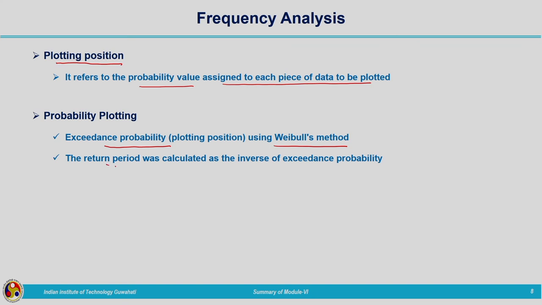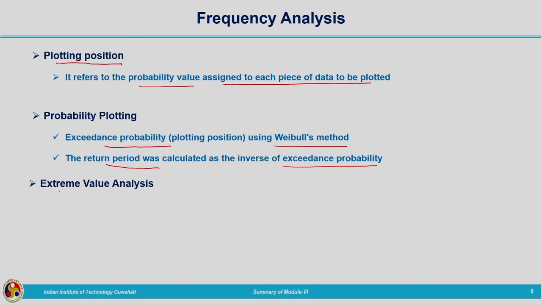Once the exceedance probability is calculated, we can calculate the return period by taking the reciprocal of that exceedance probability value. After calculating the return period corresponding to the exceedance probability, we plotted that. That is, the magnitude of the event versus the return period is plotted, and corresponding to any return period, we can find the magnitude of the event by interpolation or by means of extrapolation.